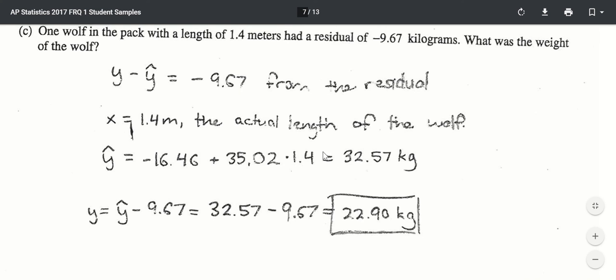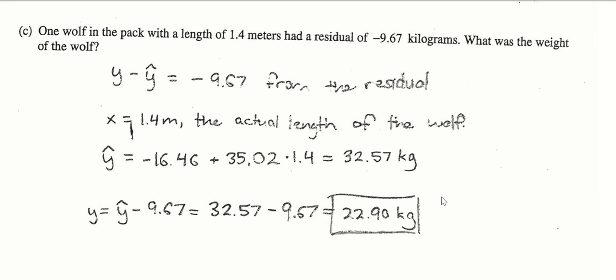I would have rearranged the thought process. In the end, your answer is 22.90, and you have to show work there. So make sure you feel comfortable about that. Guys, I hope that helps on number 1.